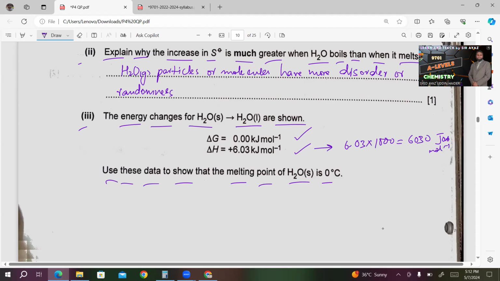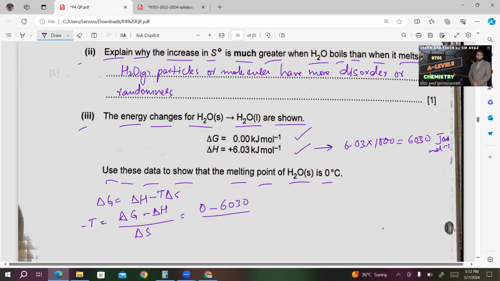Now we have the formula. Delta G is equal to delta H minus T delta S. So we need to calculate T here. Rearranging the equation, we will get minus T is equal to delta G minus delta H divided by delta S. Delta G is 0, delta H is 6030.